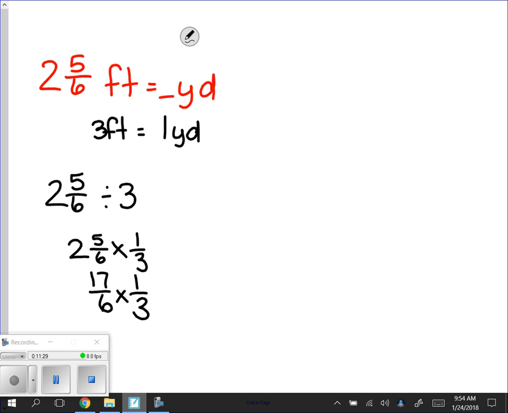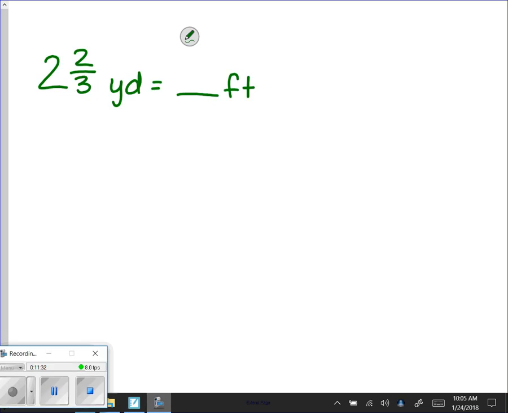I have 2 2/3 of a yard going to feet. Am I going small to big or big to small? Which one am I doing? I've got a yard and I'm going to feet. Which one's bigger? Yard. So I'm going from a big unit to a small unit. So you should multiply. Big, small, multiply.